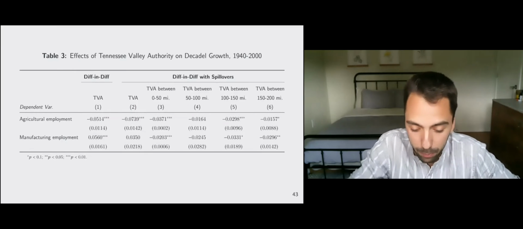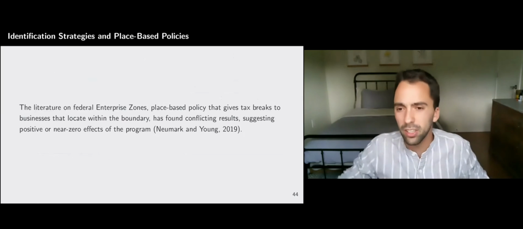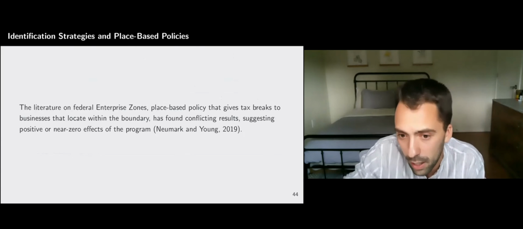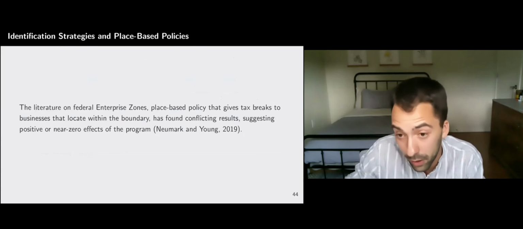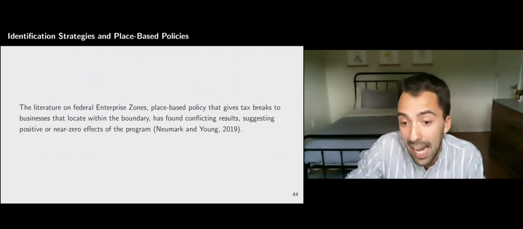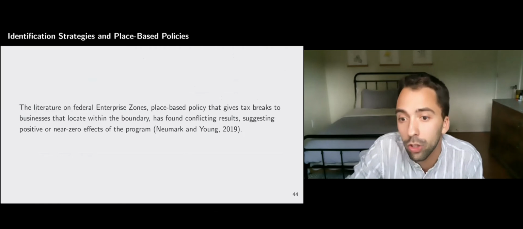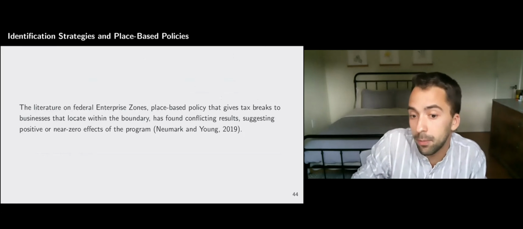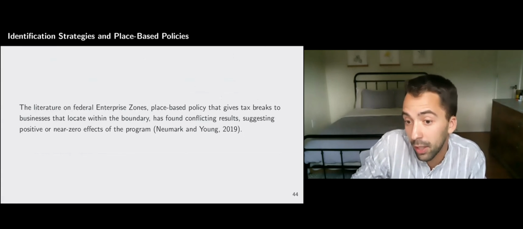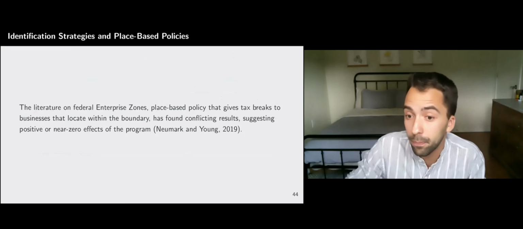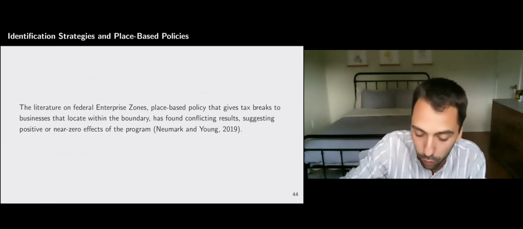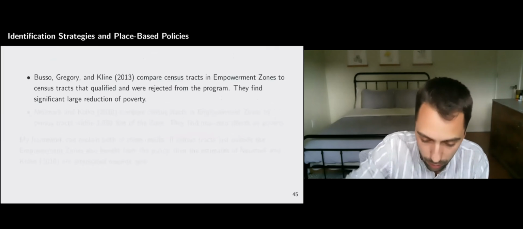So a particular example is there's a giant literature on federal enterprise zones, which are a place-based policy. They're focused on high poverty areas. They are tax breaks that are given to businesses that choose to locate within these boundaries. Some papers find positive effects on poverty rate. Poverty rates decline. Other papers find almost zero effect. For example, there's sort of an overview in Newmark and Young.